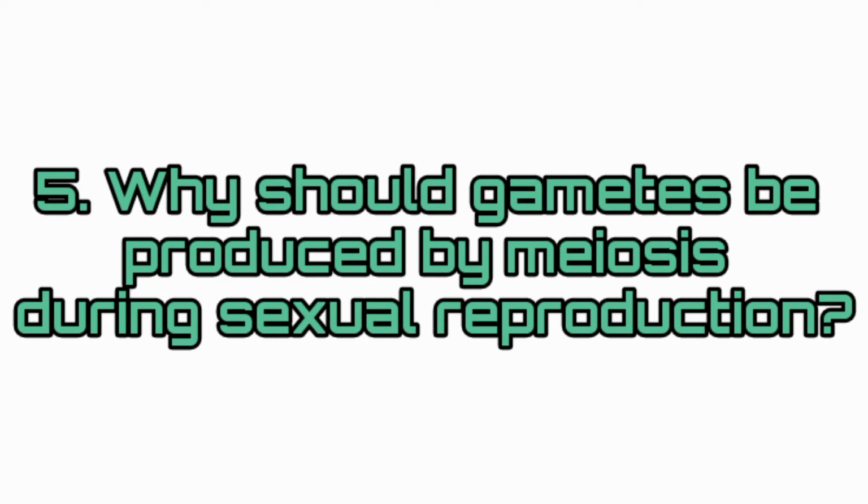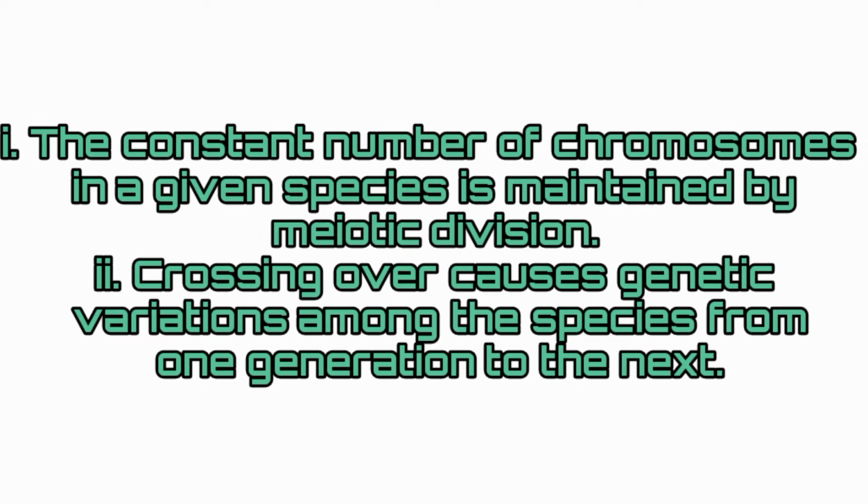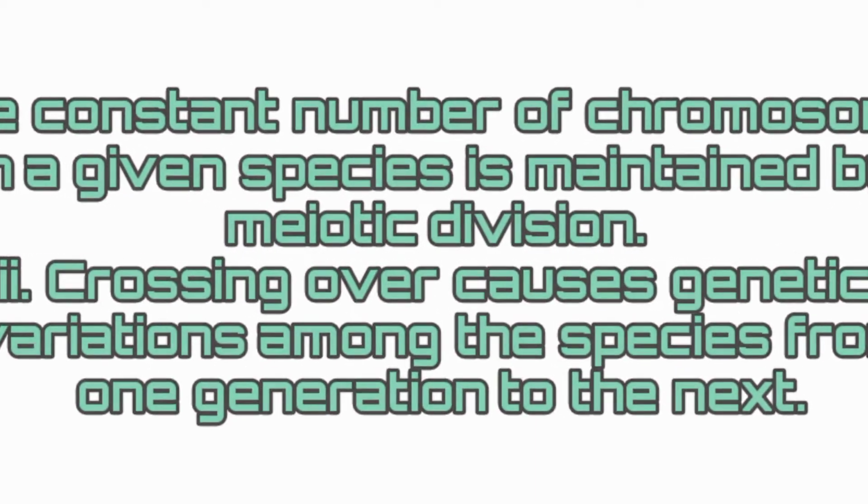Fifth question, why should gametes be produced by meiosis during sexual reproduction? Answer, the constant number of chromosomes in a given species is maintained by meiotic division. Crossing over causes genetic variations among the species from one generation to the next.